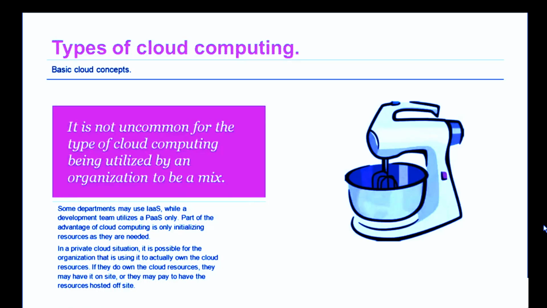In a private cloud situation, it is possible for an organization that is using it to actually own the cloud resources. If they do own the cloud resources, they may have it on-site, or they may pay to have those resources hosted off-site. That way they can offload the maintenance cost of maintaining those resources.